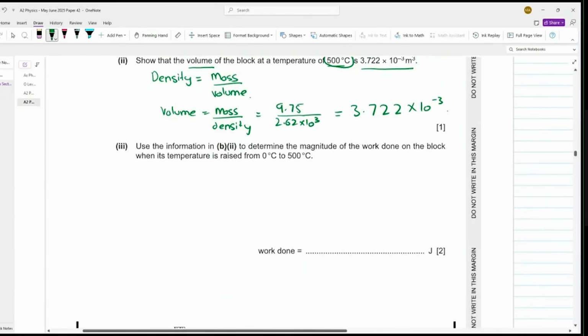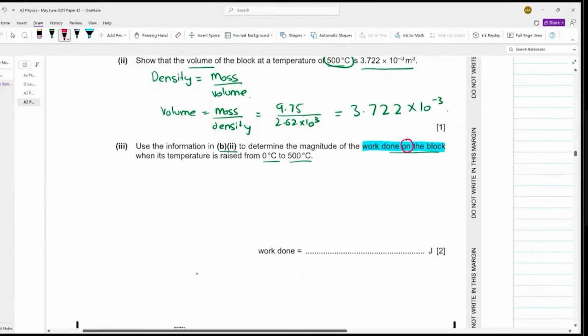Use the information in B part 2 to determine the magnitude of work done on the block when its temperature is raised from 0 degree centigrade to 500 degrees centigrade. Now, there are two things that you need to focus on here. You have to determine the magnitude of work done on the block. What do you have to find? Work done on the block.